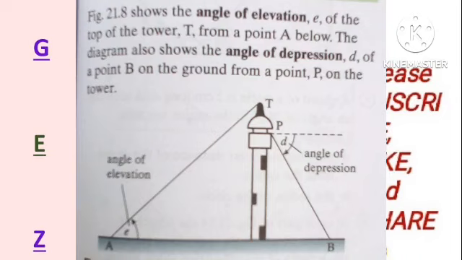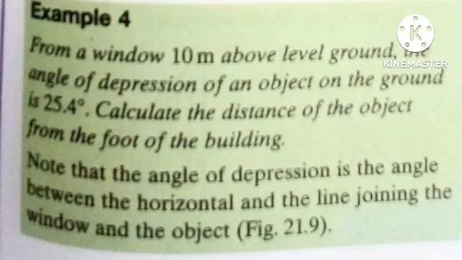The diagram also shows the angle of depression of the point B on the ground from point P, which is the angle of turning downwards. It's also known as the angle of depression. Now, angle of elevation and angle of depression are two things you need to understand when you are applying trigonometry in real life. Now, let's solve an example on angles of elevation and depression.